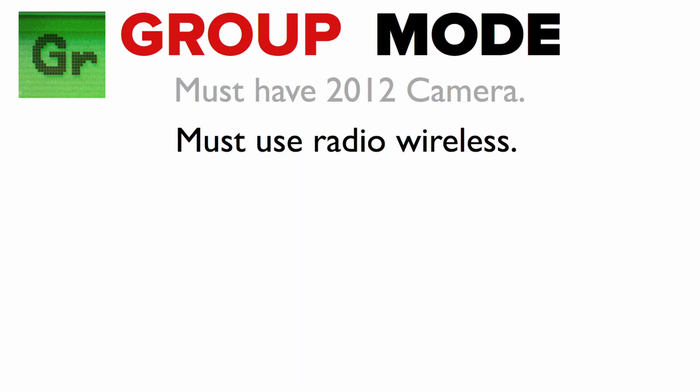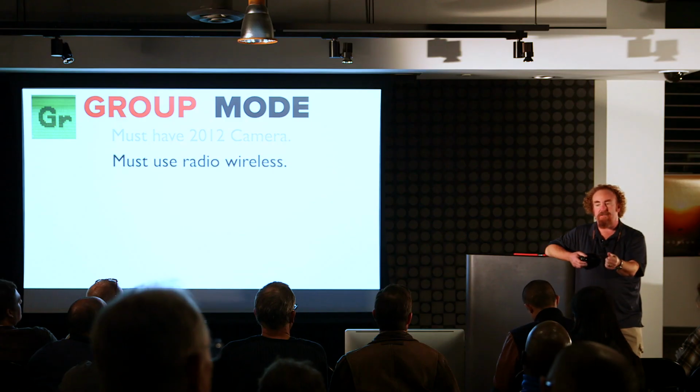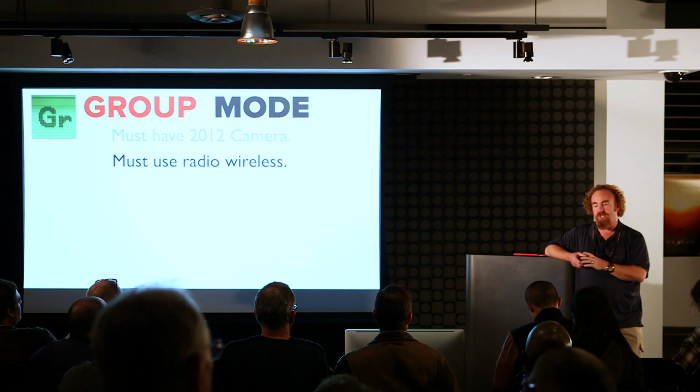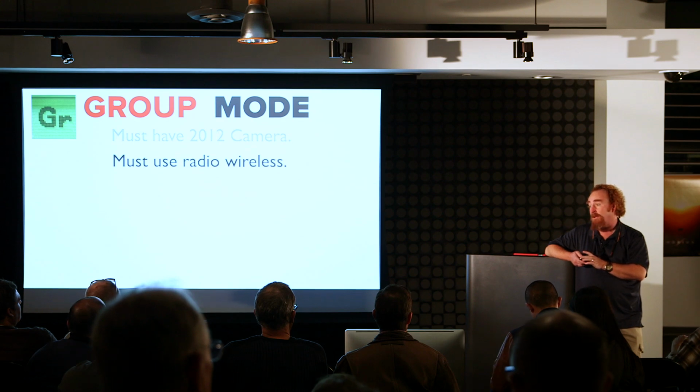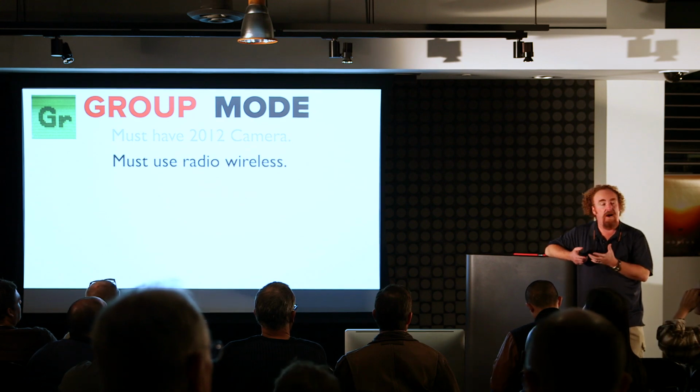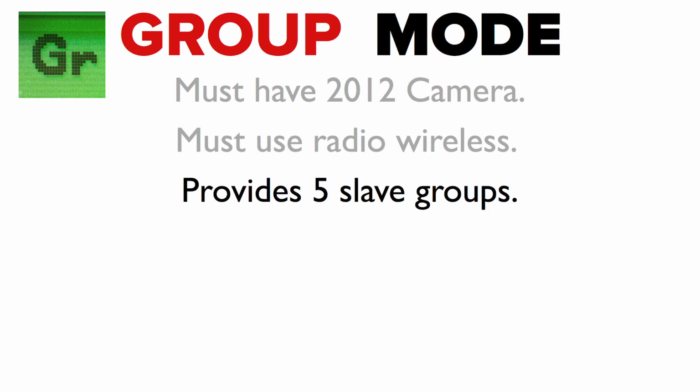Because in the case of group mode, it is only accessed via radio wireless. If you hit the mode button on your Speedlight and you're not in radio, you will never see the magical GR pop up in the upper left-hand corner of the Speedlight. So you've got to use radio wireless.